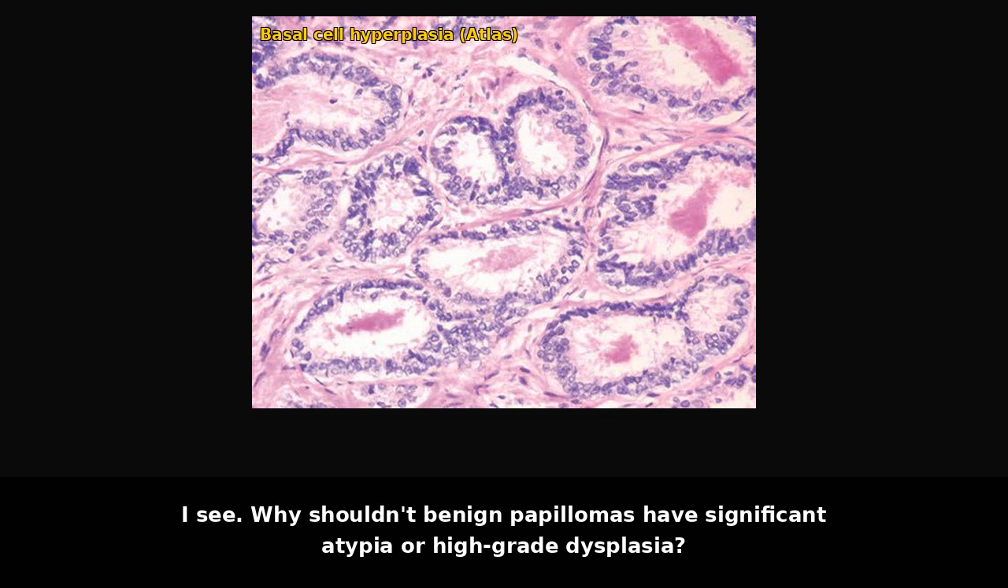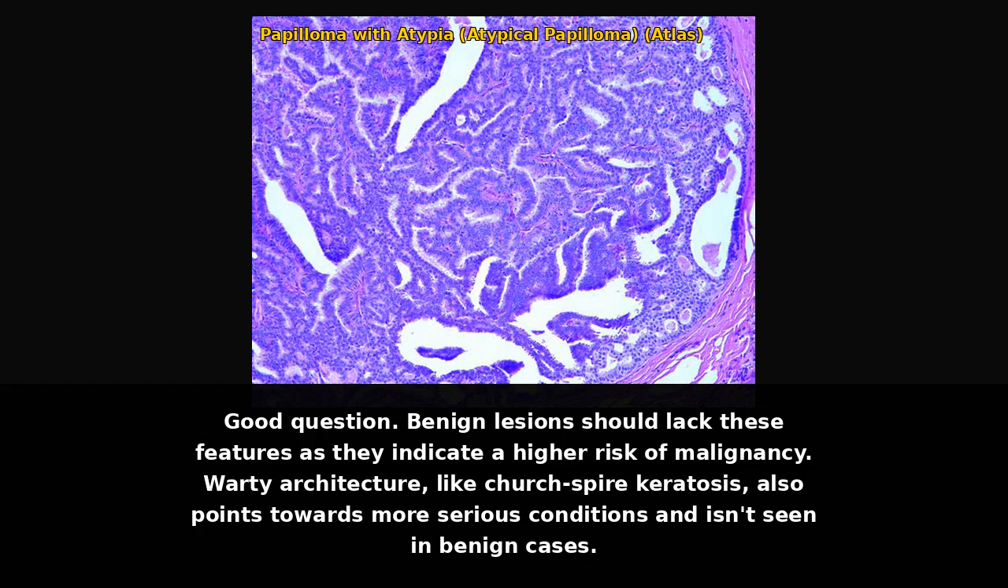I see. Why shouldn't benign papillomas have significant atypia or high-grade dysplasia? Good question. Benign lesions should lack these features as they indicate a higher risk of malignancy. Warty architecture like church spire keratosis also points towards more serious conditions and isn't seen in benign cases.